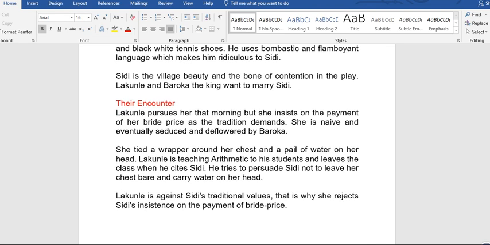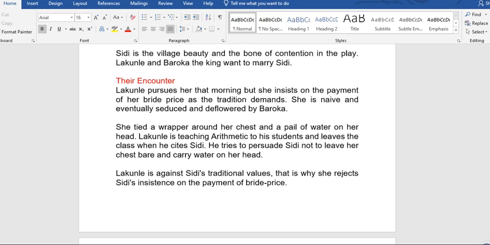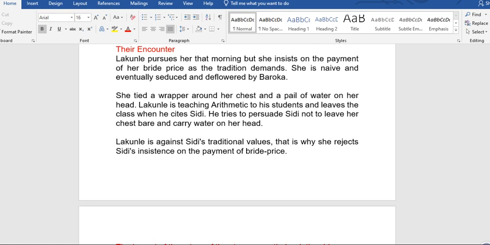Now their encounter. This is the mainstream of the question. Lakunle pursues her that morning, but she insists on the payment of her bride price as the tradition demands. She is naive and eventually seduced and deflowered by Baroka. She tied a wrapper around her chest and a pail of water on her head. Lakunle is teaching arithmetic to his students and leaves the class when he sights Sidi. He tries to persuade Sidi not to leave her chest bare and carry water on her head.